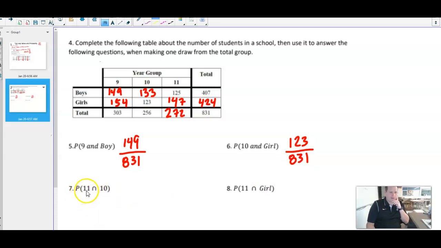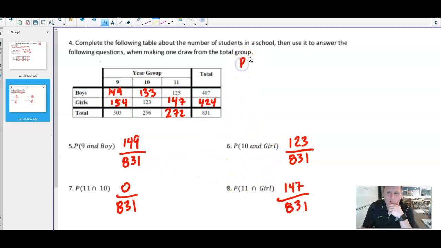This one, that's an 11th and a 10th grader. Well, guys, there's no overlap with that. So there are 0 that meet that category, and then still out of 831, or 0% chance of that occurring. This next one would be 11th and girl. 11th and girl would be this 147 out of 831. So that's how you do and questions.